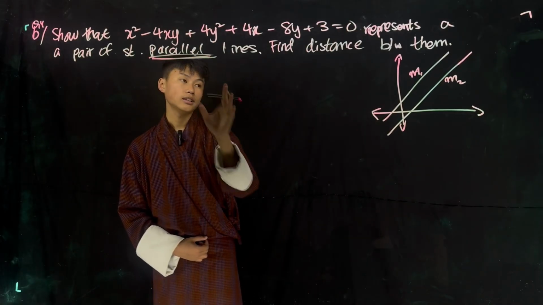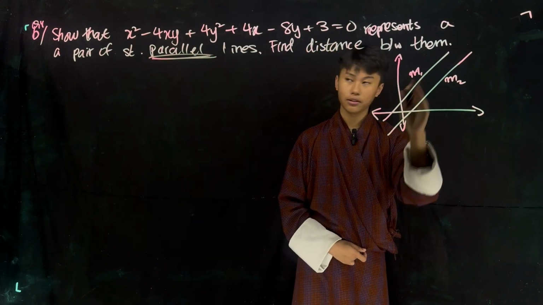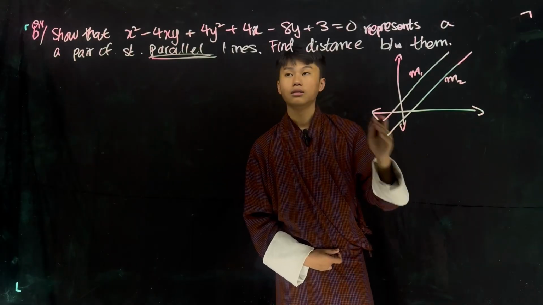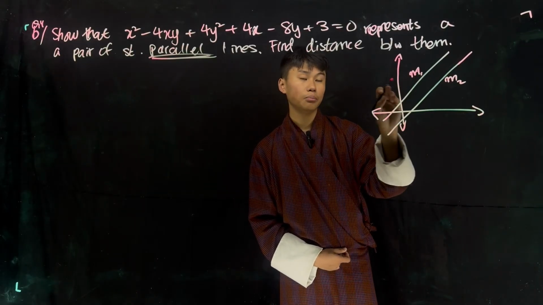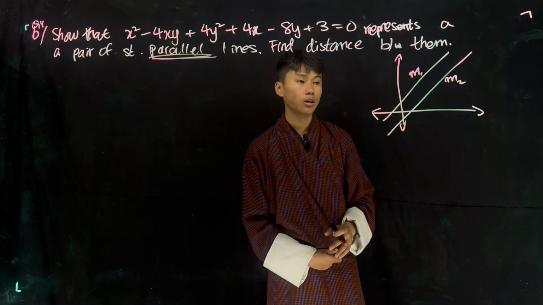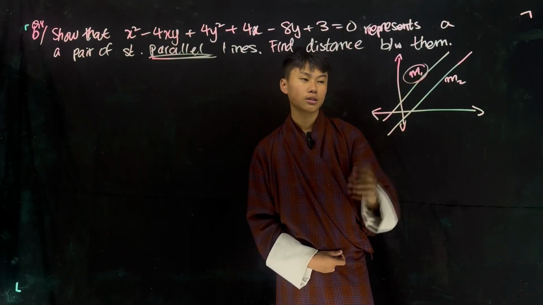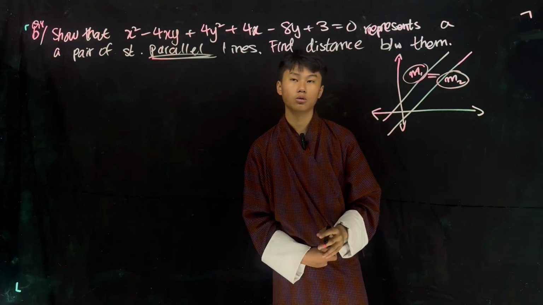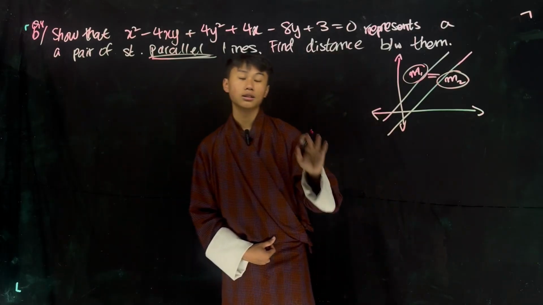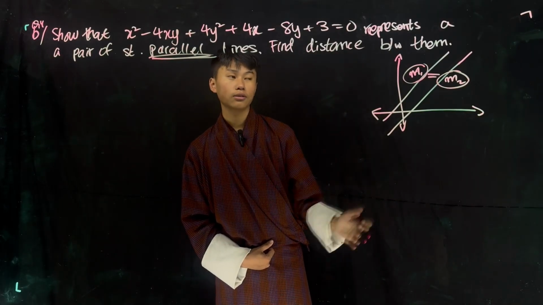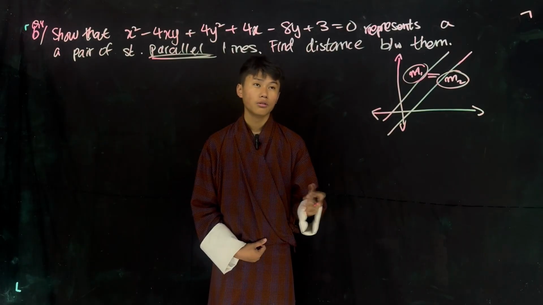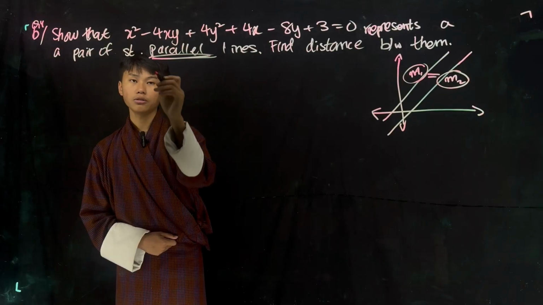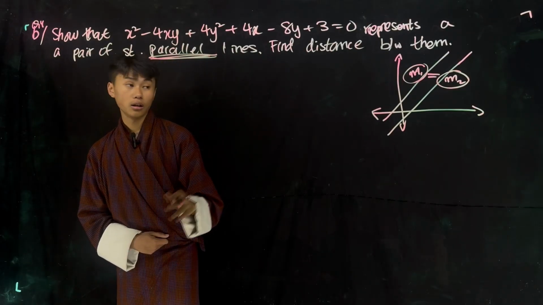So this equation will obviously represent a pair of straight lines, but we're asked to show that the pair of straight lines are parallel to each other, which means the slope of the first line and the slope of the second line must be equal to one another. So I hope you all got that. Next, we're also asked to find the distance between them. So first of all, let's prove that this equation represents a pair of straight and parallel lines.